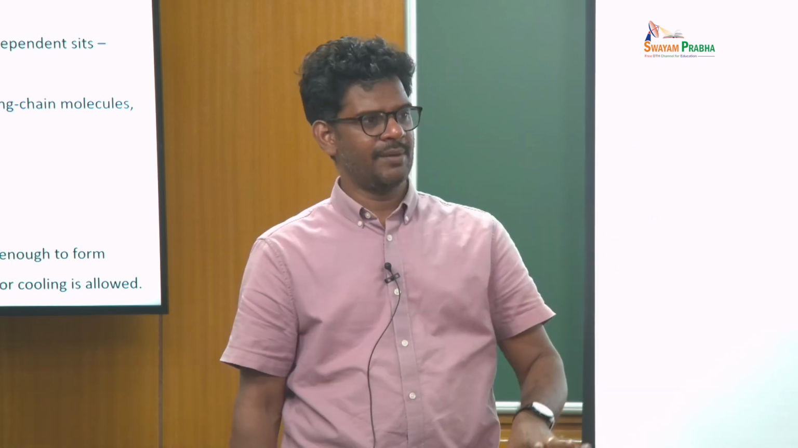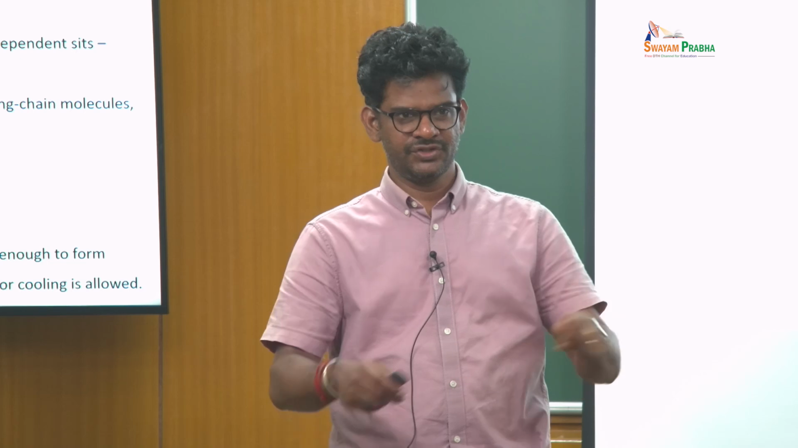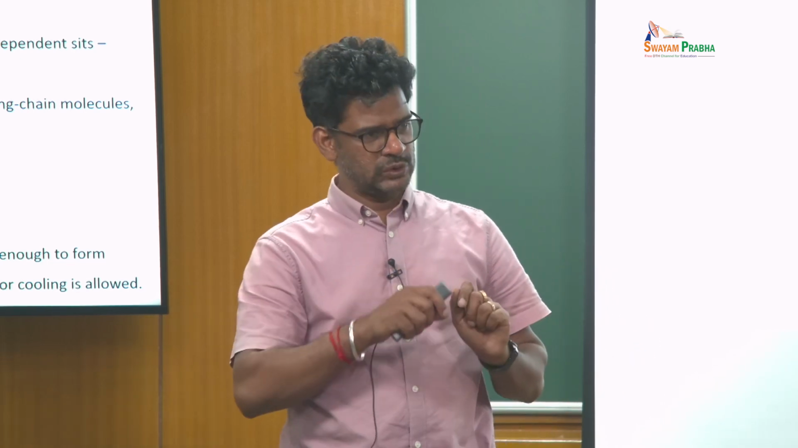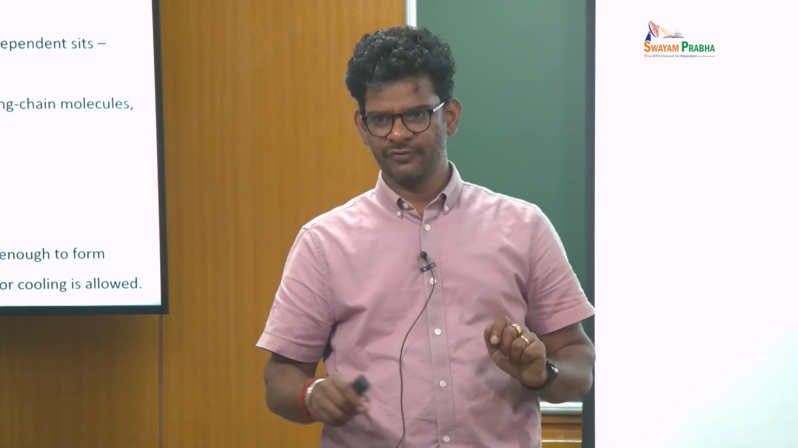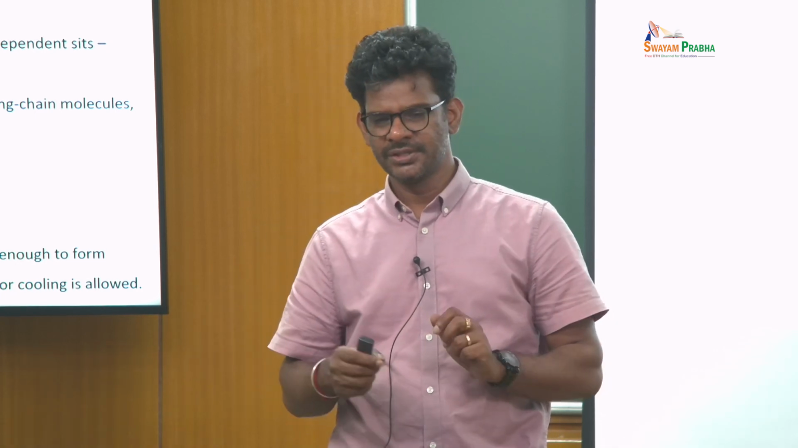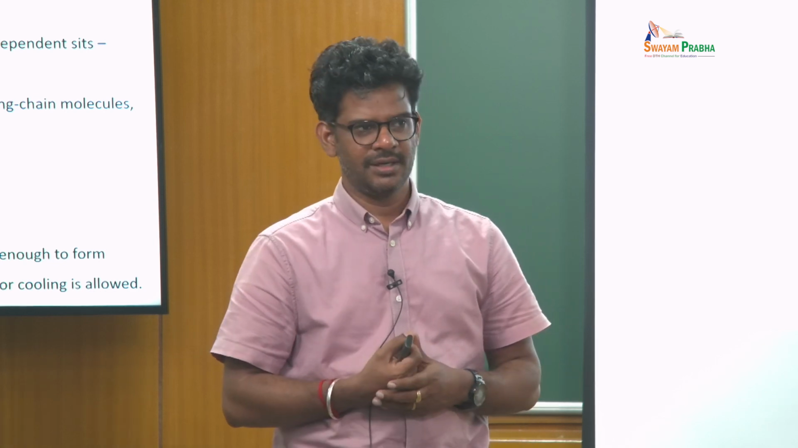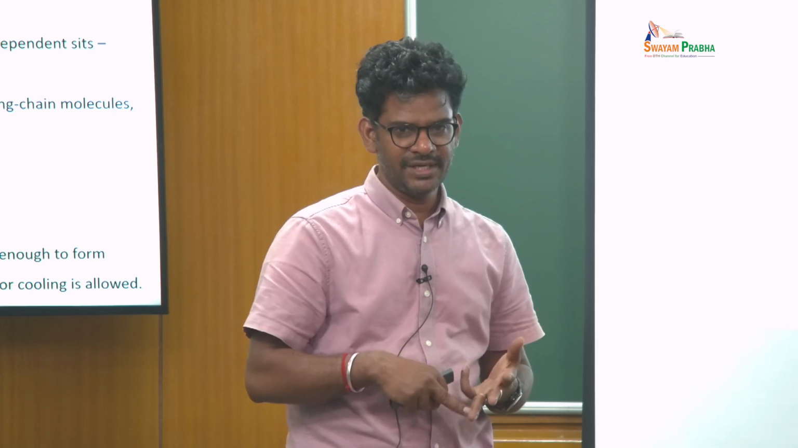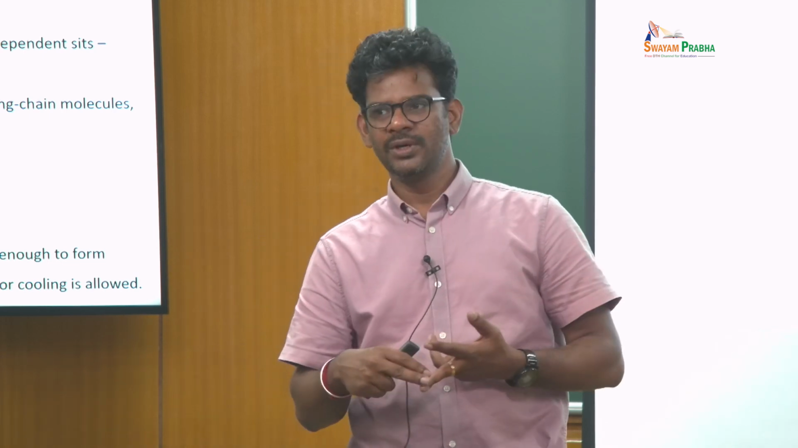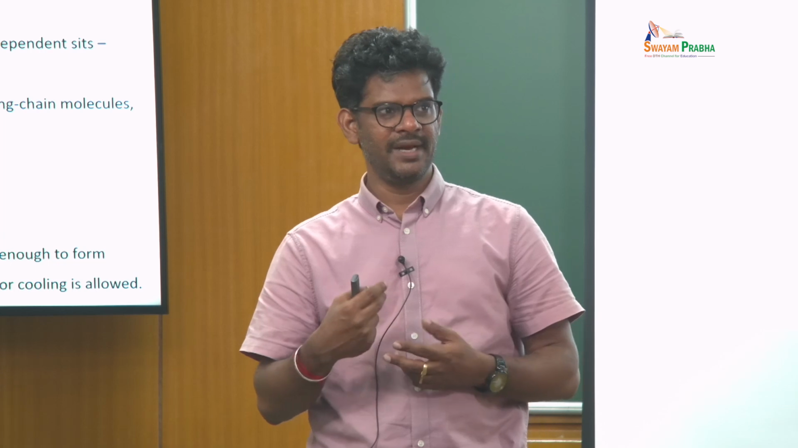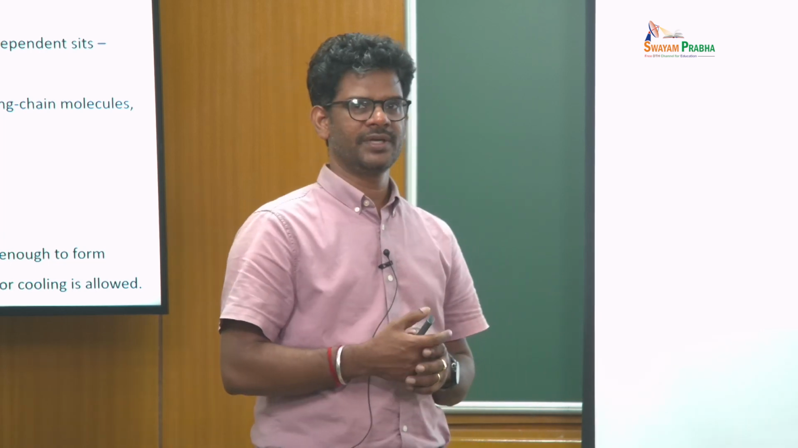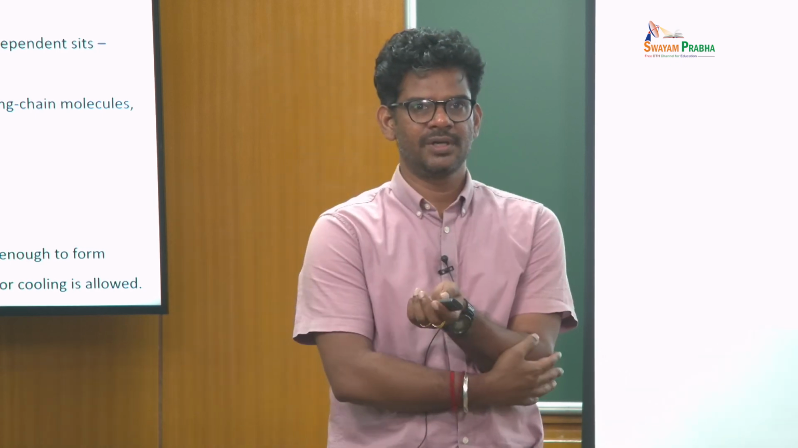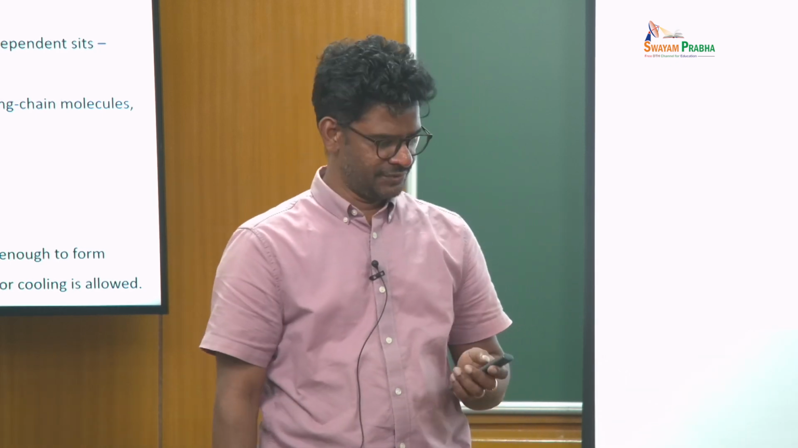If you cool very rapidly, you don't have enough time for the chains to rearrange, so you will not be able to make good crystals. But if you do it very slowly, maybe you give enough time for the chains to rearrange, and you can probably make a high fraction of crystalline polymers, okay. So chemistry is important, processing condition is important, and how you cool the solution or the melt is also important, okay. So these are some important points about how we control crystalline polymers.